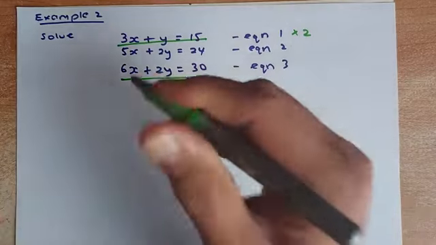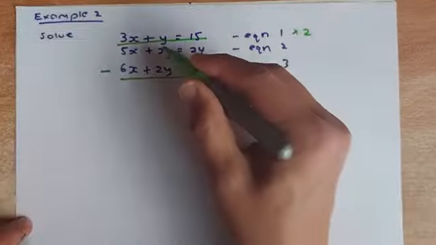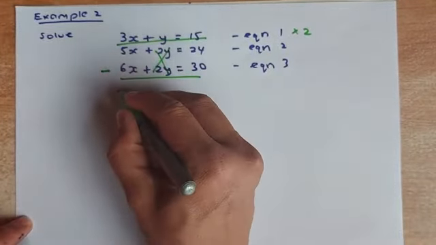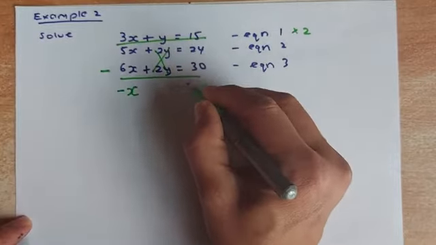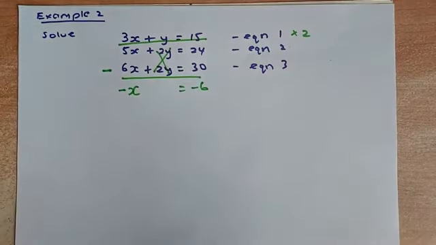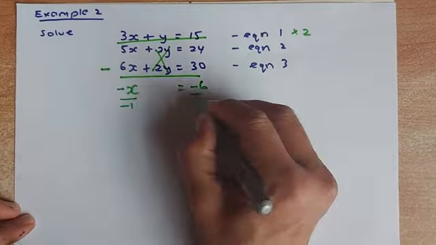Because both of them are positive, we're going to subtract. So 2y minus y, they will be eliminated. 5x minus 6x is going to be minus x. 24 minus 30 is going to be minus 6. And then to solve it, you're just going to divide by negative 1 on both sides.